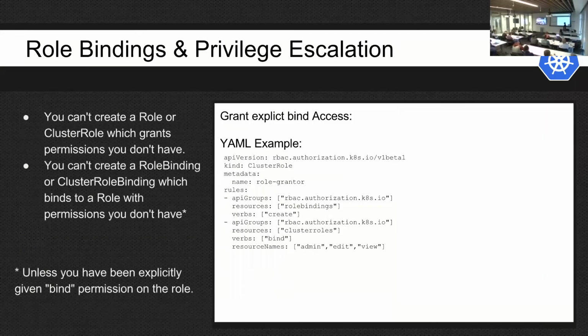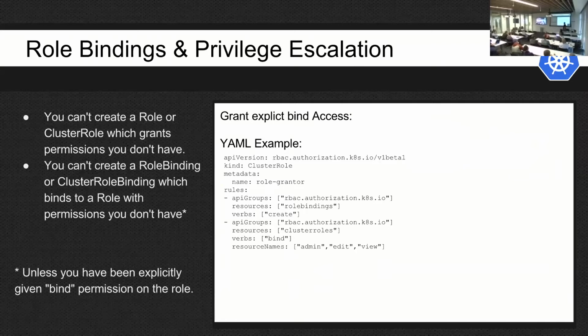Privilege escalation. You can't create role bindings or create roles or bind people to roles without having the same privileges that you're trying to give. So as somebody who can edit a namespace, you can't go create a cluster role binding that gives you access to all the secrets in the cluster and then bind yourself to it.